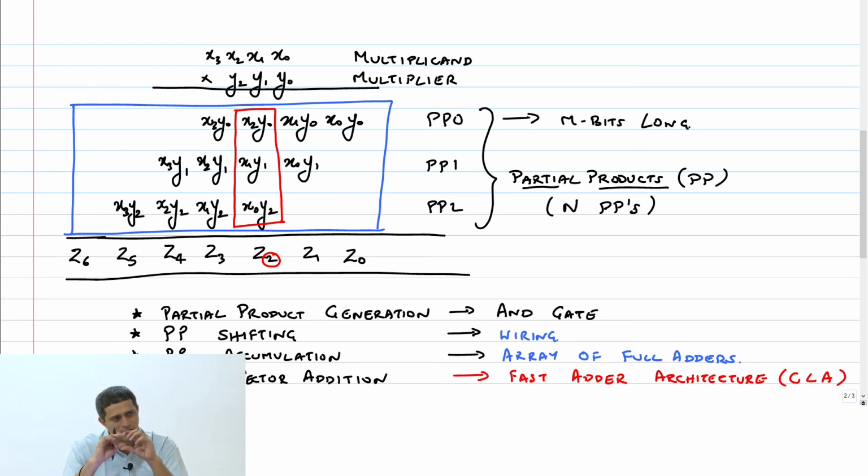One of the last rows in the array happens to be a ripple adder. Other things are not ripple adders. They are full adders, but it's not a ripple adder. Okay, we will see why.